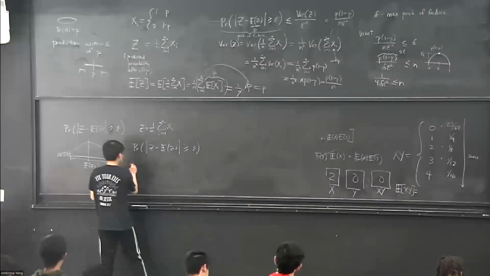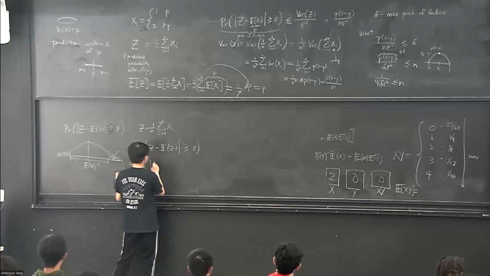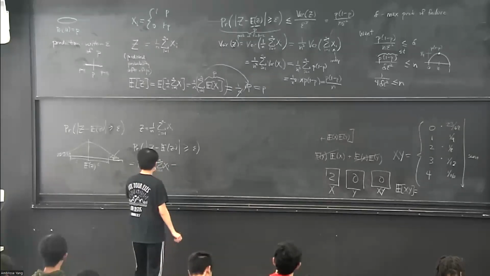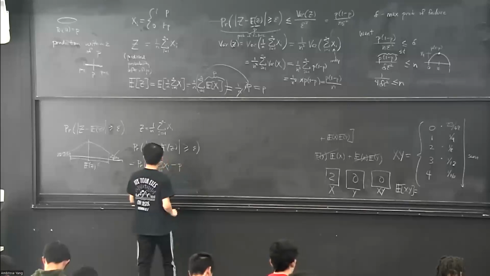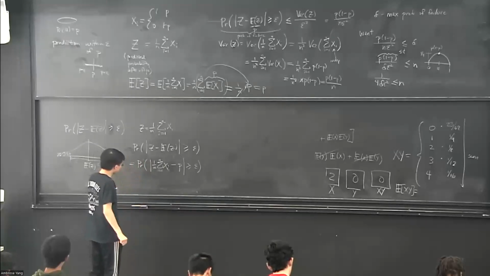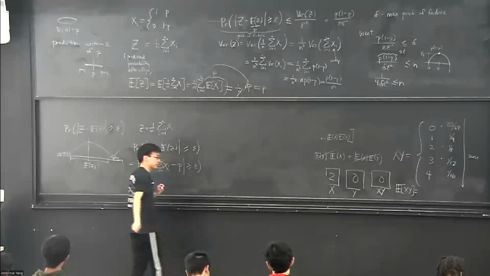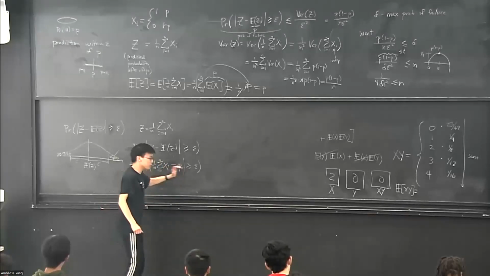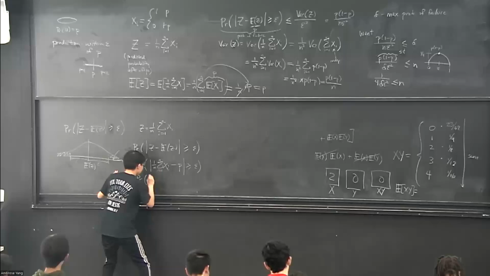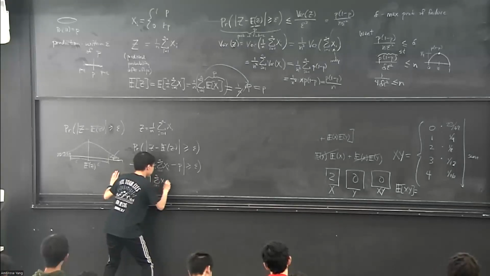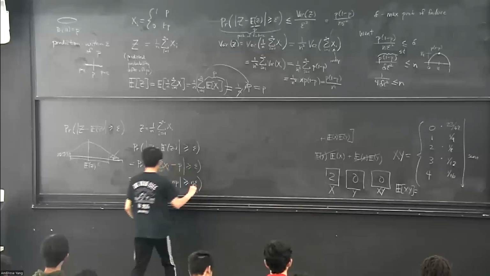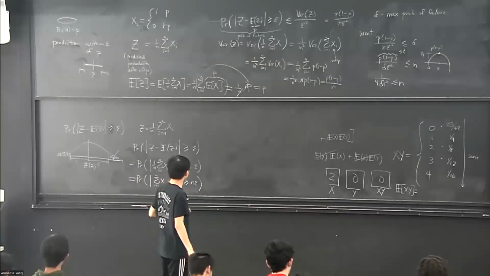I'm going to rewrite this in a certain way. Z is 1 over n times the sum of the random variables xi minus the expected value, which we derived as p, the true probability of heads. And what I'm going to do here is multiply both sides of this inequality by n. Notice that doesn't change the inequality. So this is equal to the probability, multiplying both sides by n. And why did I do this?